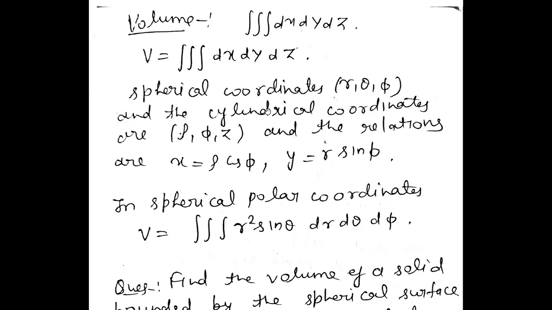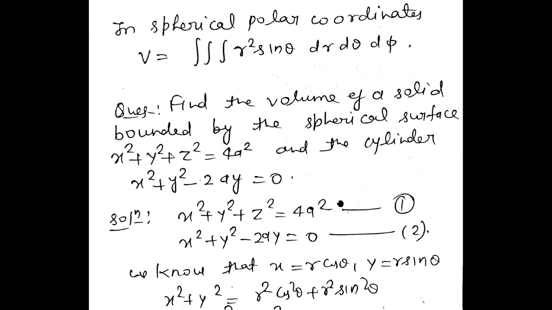Now, to convert xyz coordinates into spherical coordinates, r, theta, phi are the spherical coordinates, and the cylindrical coordinates are rho, phi, z. The relations are x is equal to rho cos phi, y is equal to rho sin phi. Right? We know that our volume is the triple integration dx dy dz. Now, in spherical polar coordinates, our volume will be the triple integration r square sine theta dr d theta d phi. So this is your spherical coordinate volume.